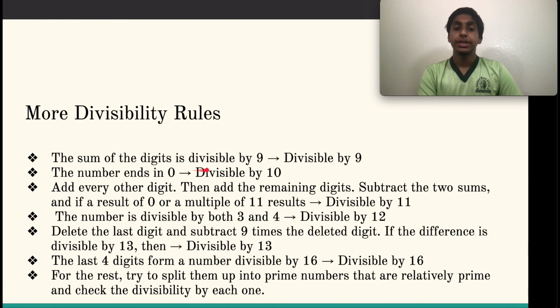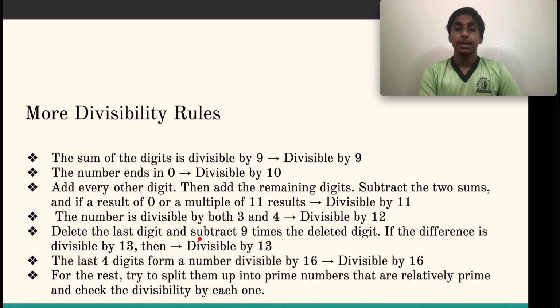If the sum of the digits is divisible by 9, it's divisible by 9. If the number ends in a 0, it's divisible by 10. And if you add every other digit, then add the remaining digits, so if I add my first and my third digit, and then I add my second and my fourth digit, and then I subtract the 2 sums, and a result of 0 or a multiple of 11 results, then the whole number is divisible by 11. If a number is divisible by both 3 and 4, it's divisible by 12.